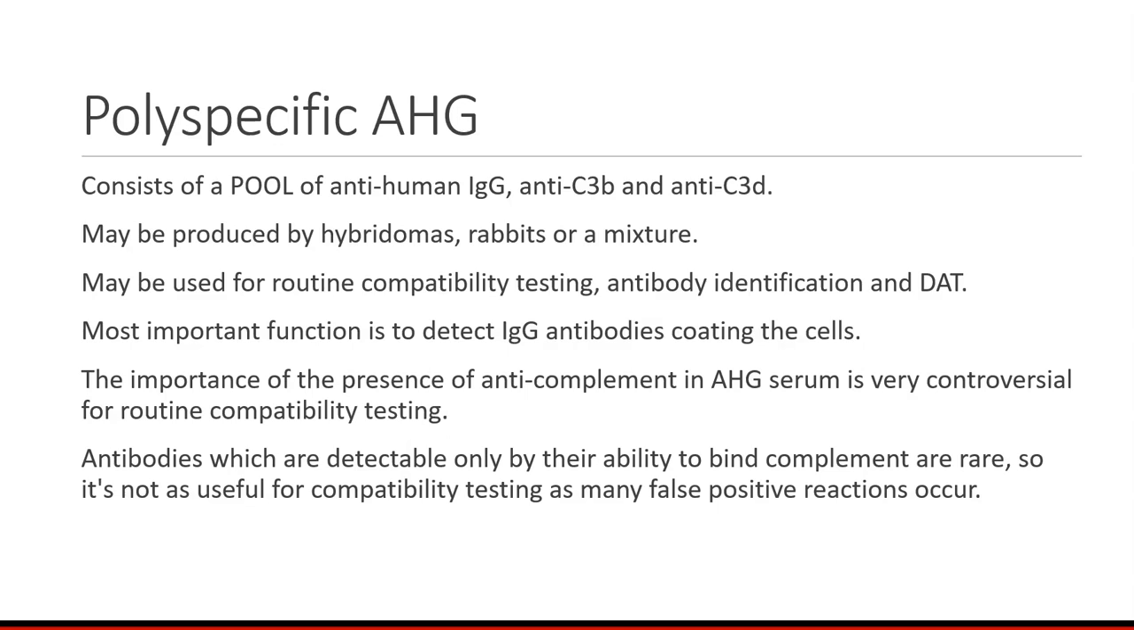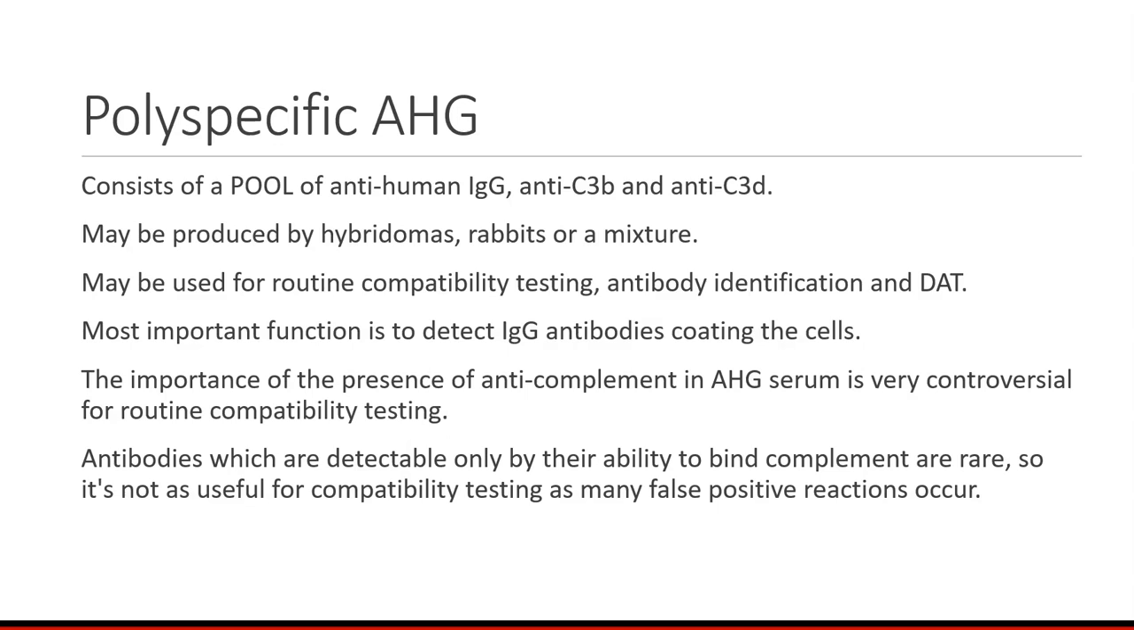Poly means more than one, and specific, specificity. This reagent consists of a pool of anti-human IgG, anti-C3b, and anti-C3d. These may be produced by hybridomas, rabbits, or a mixture. This may be used for routine compatibility testing, antibody identification, and the direct antiglobulin test. The most important function of this reagent is to detect IgG antibodies coating the cells.